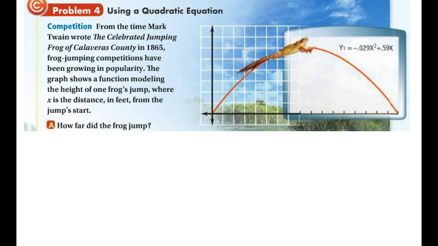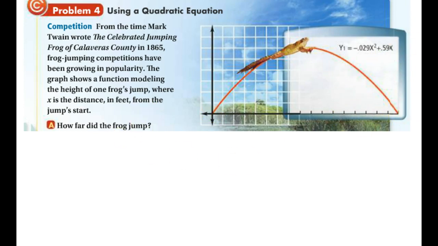Here's example 4. From the time Mark Twain wrote The Celebrated Jumping Frog of Calaveras County in 1865, frog jumping competitions have been growing in popularity. The graph shows a function modeling the height of one frog's jump, where x is the distance in feet from the jump's start. So take a couple seconds to look at that frog jumping and notice that that is a parabolic curve, aka is forming a parabola.